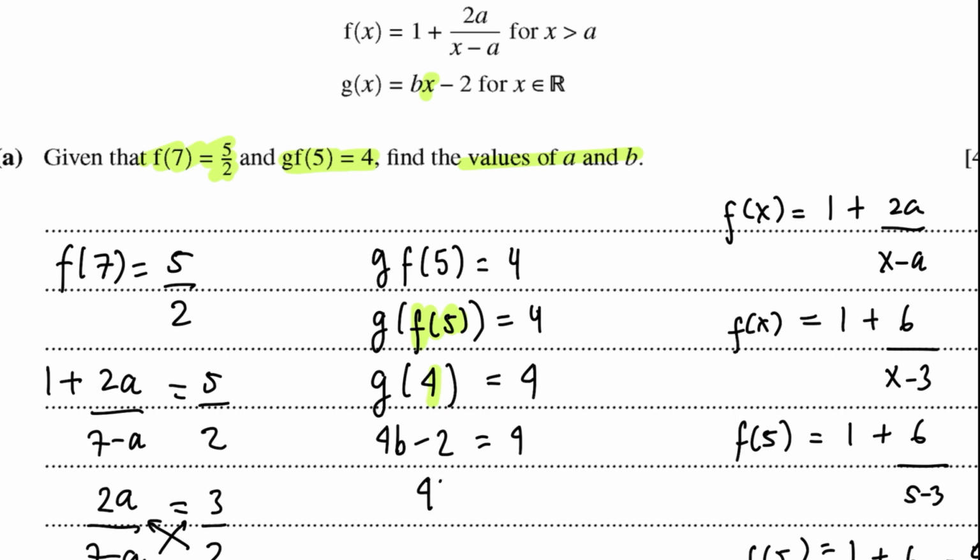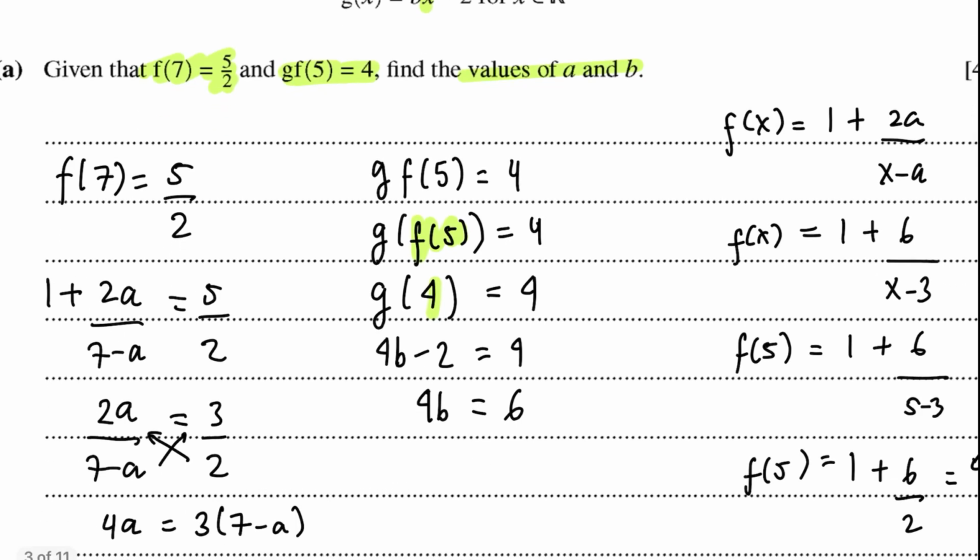From here, we can simplify. 4b equals to 6, b equals to 6 over 4 or equals to 3 over 2.